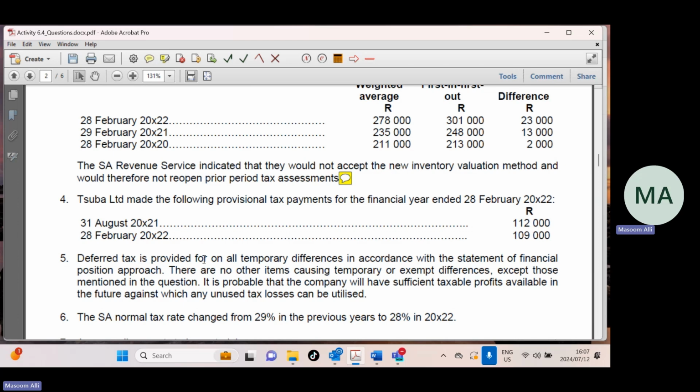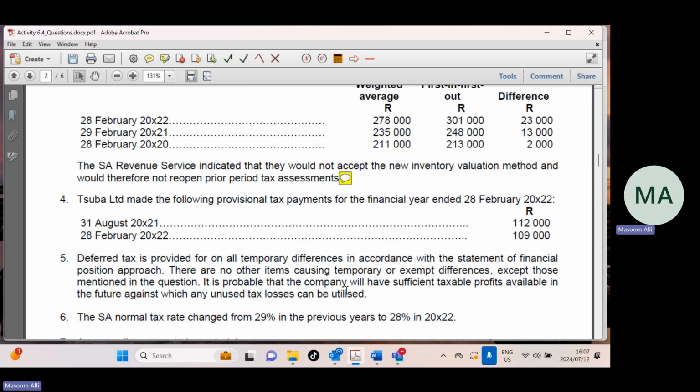Then we said deferred tax is provided for on all temporary differences in accordance with the statement of financial position approach. What that means is, when you have the calculation of carrying amount, tax base, temporary difference, that's basically it. And then you have all your assets and liabilities. Assets and liabilities are in which financial statement? Our statement of financial position. There are no other items causing temporary or exempt differences except those mentioned in the question. So that makes it very easy for us.